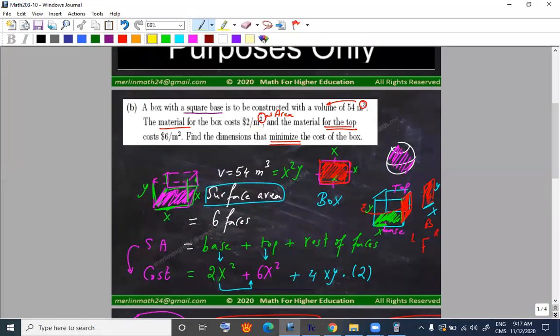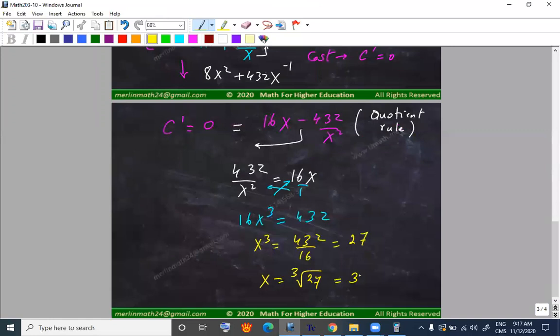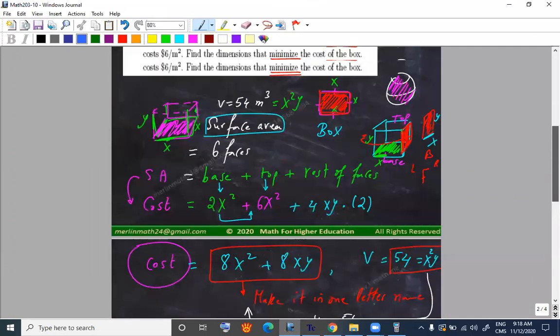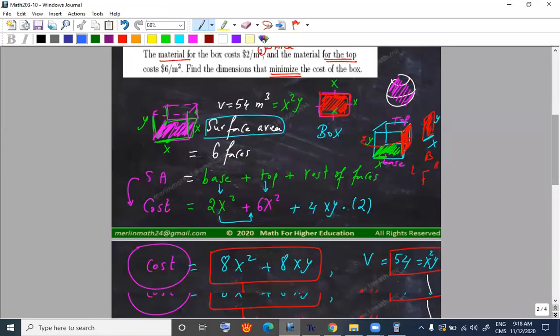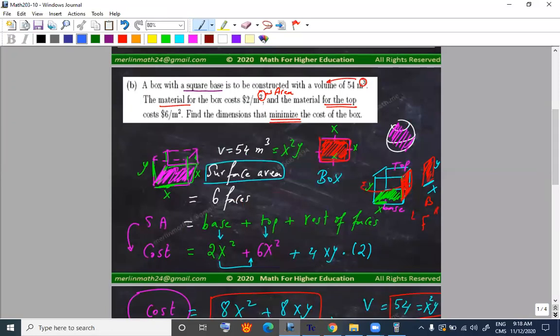So you follow the same unit given. If this is in meter, so this is 3 meters for x. Okay, that is designing the base, and that's it. So the question is, what are the dimensions that minimize the cost? You say x should be this, but how much is it?